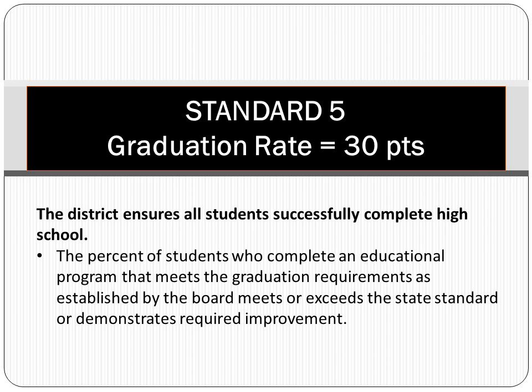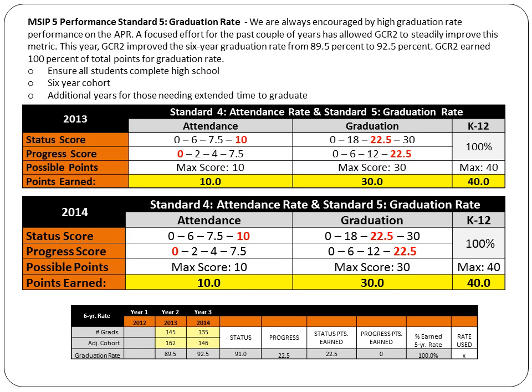Our final standard is graduation rate. Graduation rate also has 30 points that it holds. What we look at here is we're always encouraged by the high graduation rate in performance on APR. This year, our GCR2 improved the 6-year graduation rate from 89.5% to 92.5%, which earned us 100% of our total graduation rate points.